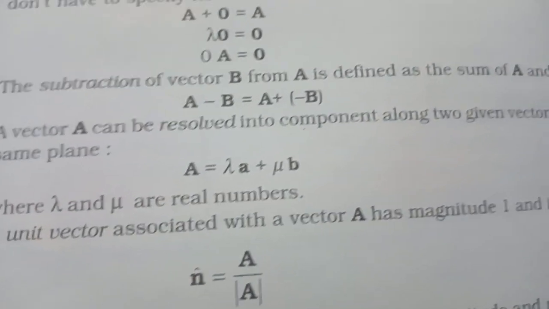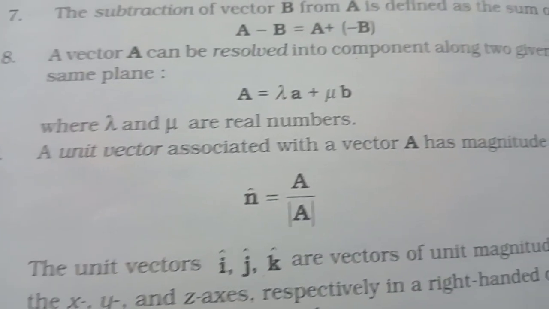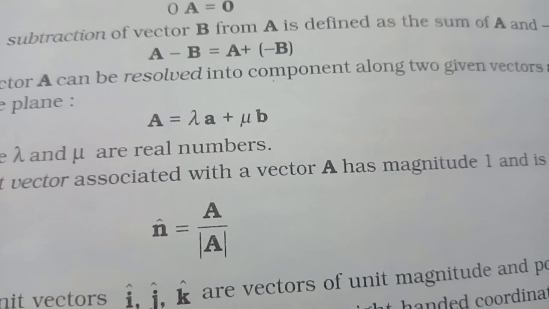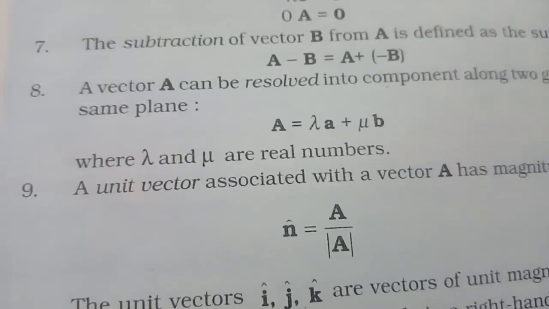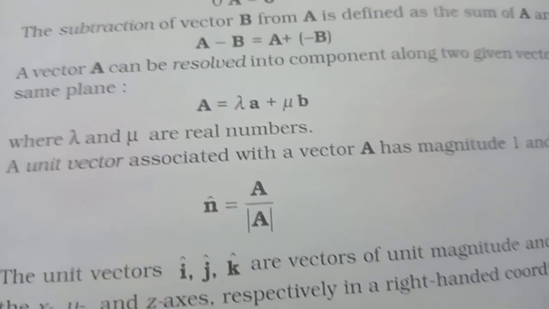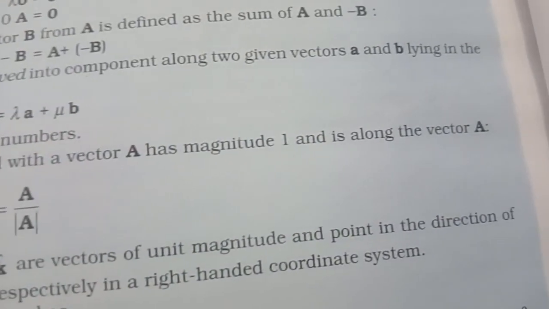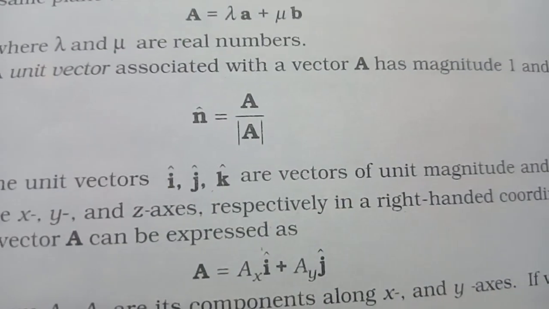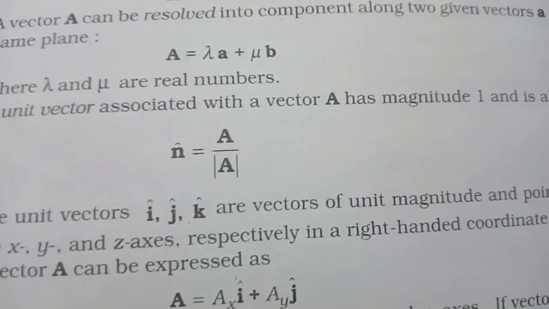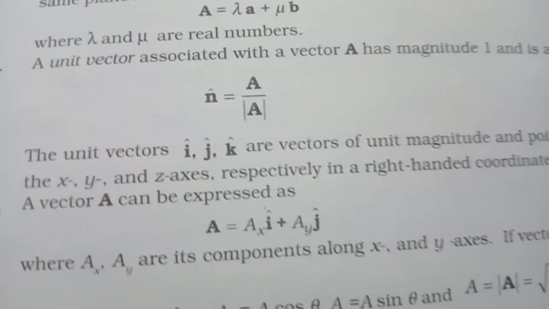A vector A can be resolved into component along two given vectors A and B lying in the same plane. A is equal to gamma A plus mu B, where gamma and mu are real numbers. A unit vector associated with the vector A has magnitude 1 and is along the vector A. n cap is equal to A upon A magnitude.